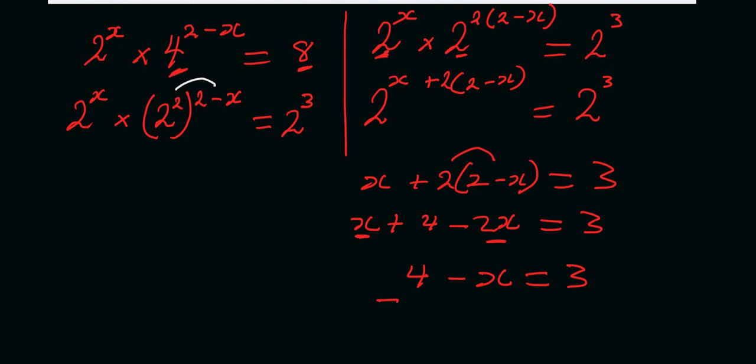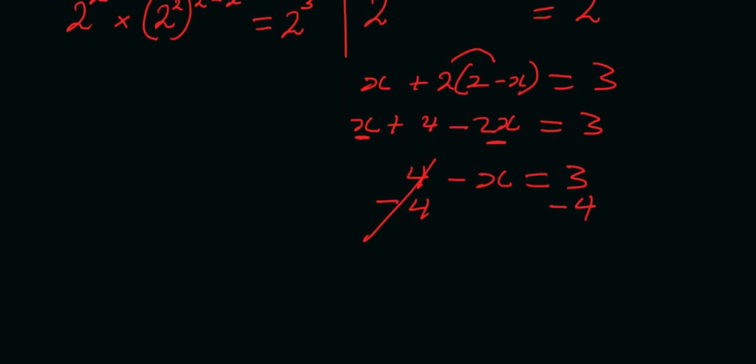So now let's subtract 4 from both sides. 4 minus 4 we cancel out. So now we have minus x is equal to 3 minus 4, which is going to give us negative 1. So we can divide both sides by negative 1. Negative is going to cancel out negative, and 1 divided by 1 is 1. So x is now equal to 1. So this is the final answer. I hope it is clear. So let's move on to the next one.